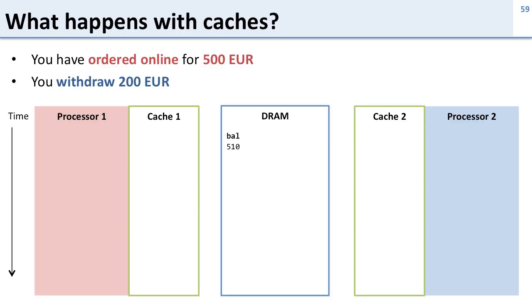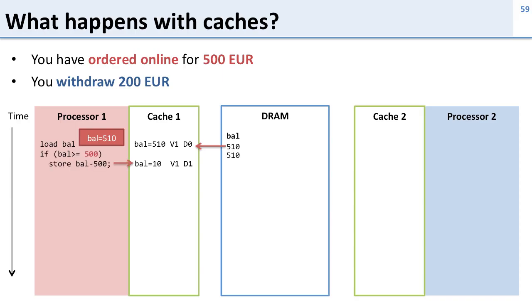So let's take a look at this. Here's our example, and we're going to use snooping. Processor 1 goes in, it's going to load the balance. Balance gets copied into the cache. It has 510, it goes ahead and does the computation. Now its cache has a balance of 10 and it's dirty. The DRAM, however, still has 510.